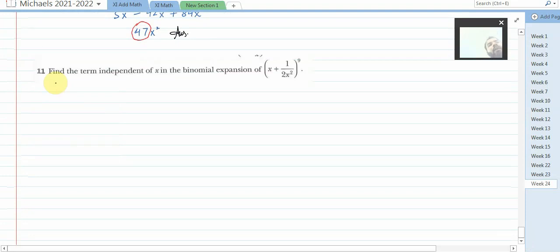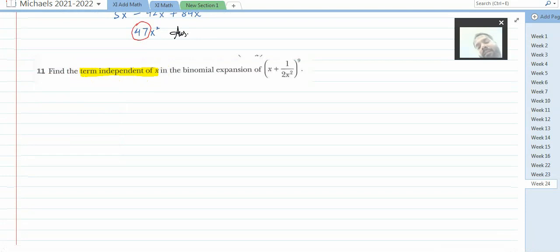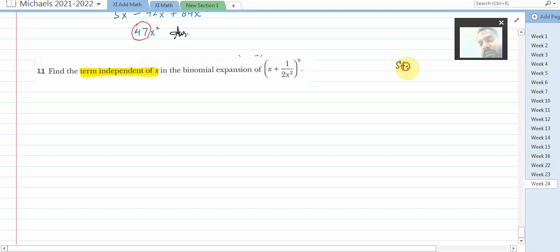Find the term independent of x in the binomial expansion. Now here we have a very important phrase, term independent of x. There is a method to find the term which is independent of x, and I'm going to write down the steps here. At first, we need to find the value of r. We don't know the value of r in such types of questions.